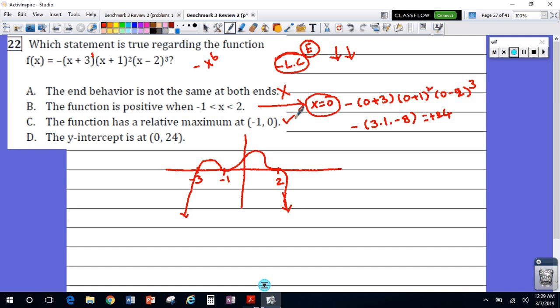Maybe this option is also right, but y-intercept is 0, 24. Y-intercept means we should plug in x equals 0. When you plug in x equals 0, you get 0, 24 here, right? That is what we got here when you plug in x equals 0. So the three options, you got it as right.